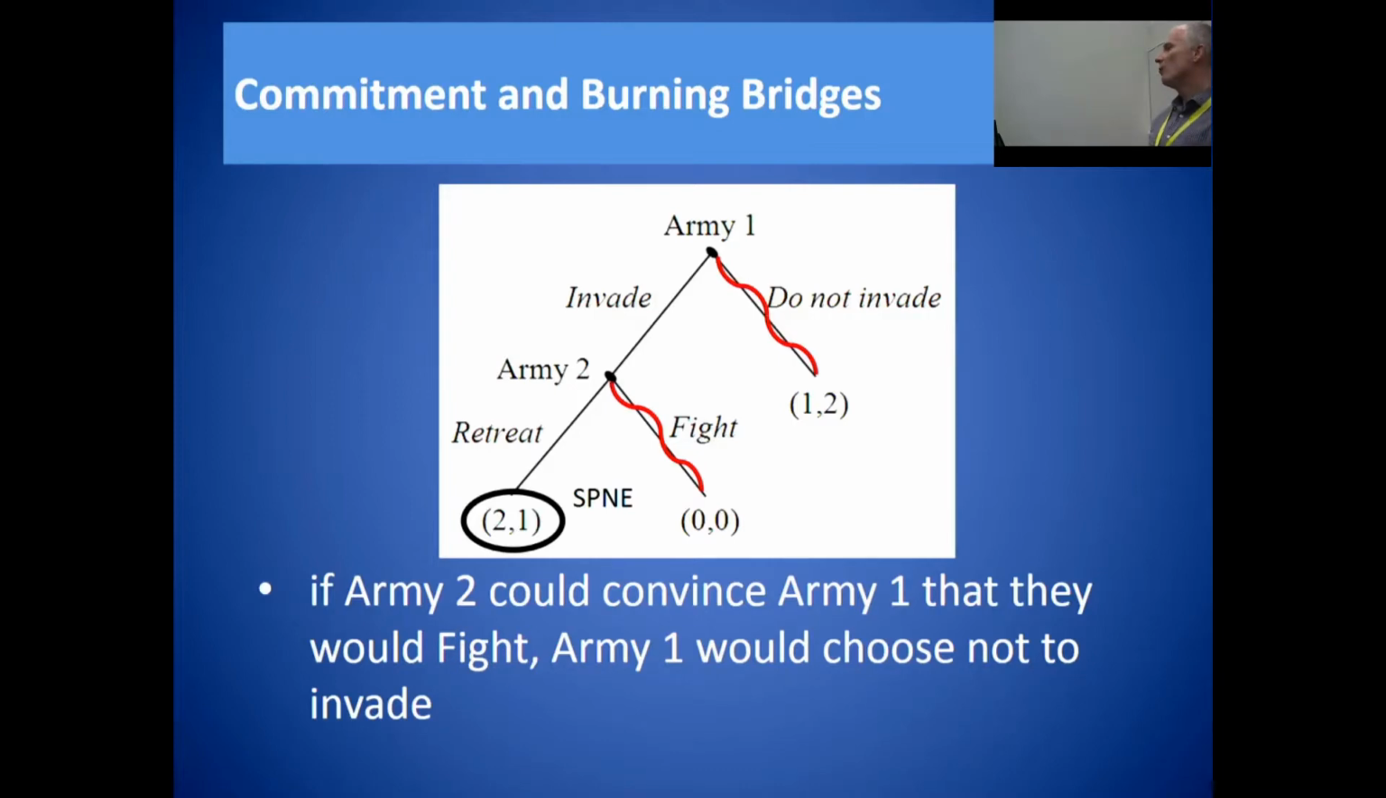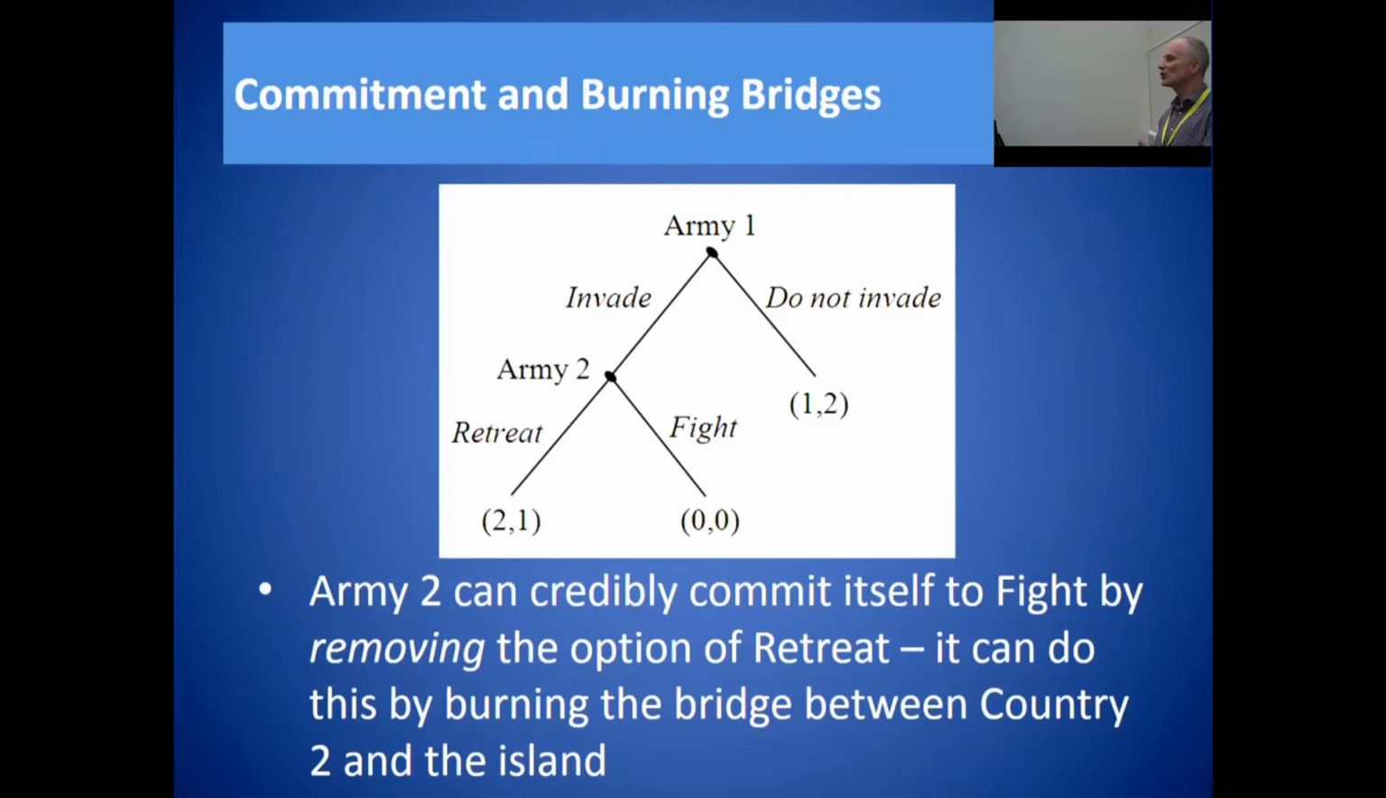However, what could Army 2 do to make that threat credible? To make that commitment to fight credible? To convince the other army not to invade, and hence get its most preferred payoff. What could it do? Well, it could credibly commit itself to fighting by burning the bridge between the island and the homeland. So if it did this, Army 2 burnt the bridge, retreating is no longer an option. That bridge doesn't exist. There's nowhere for the army to go.